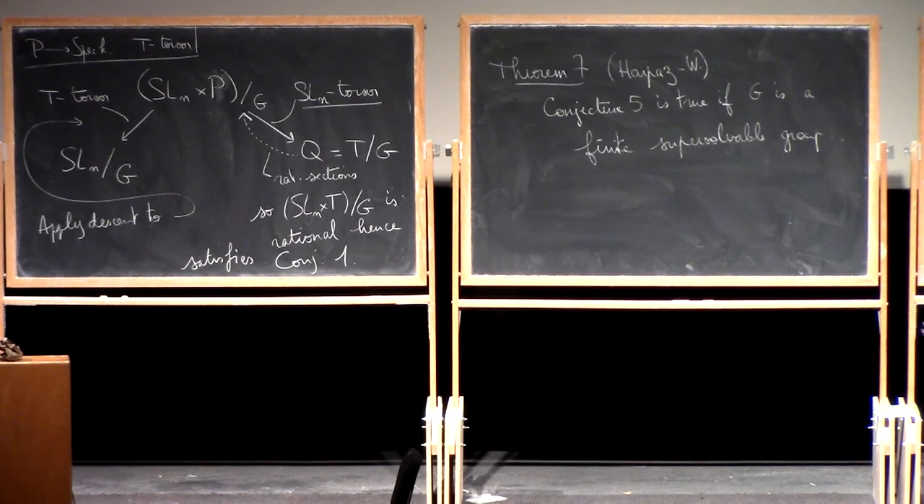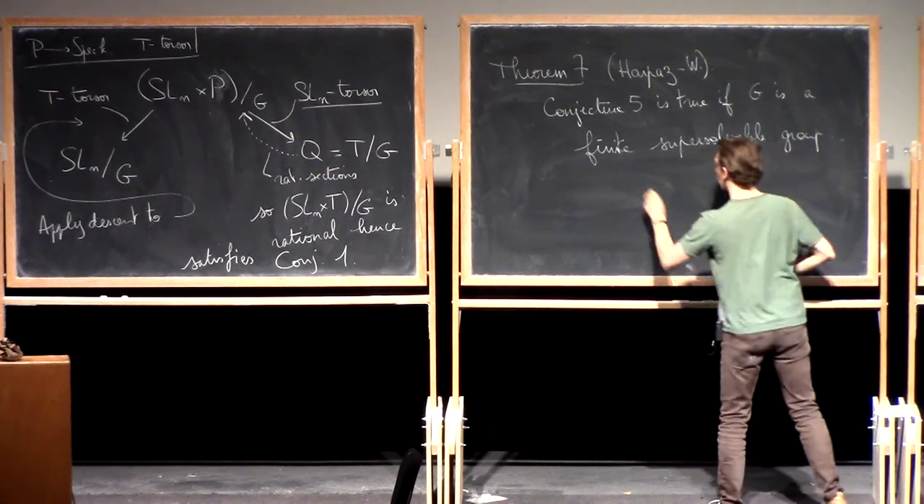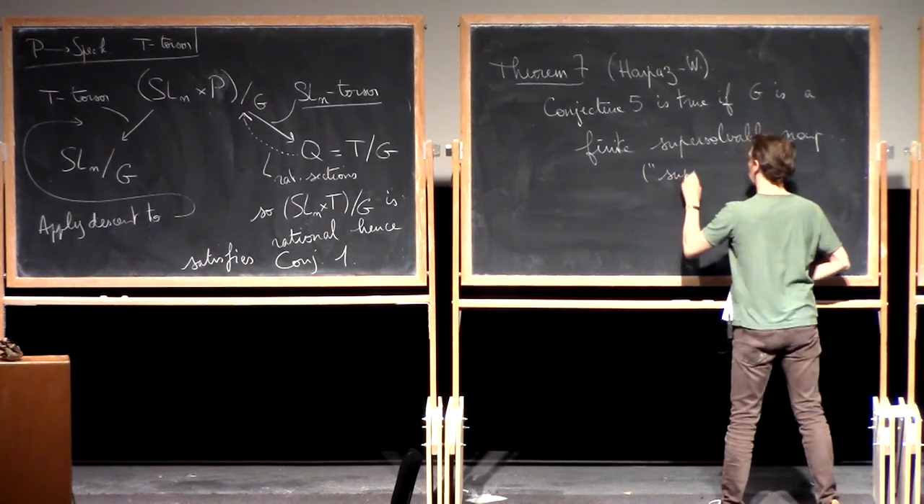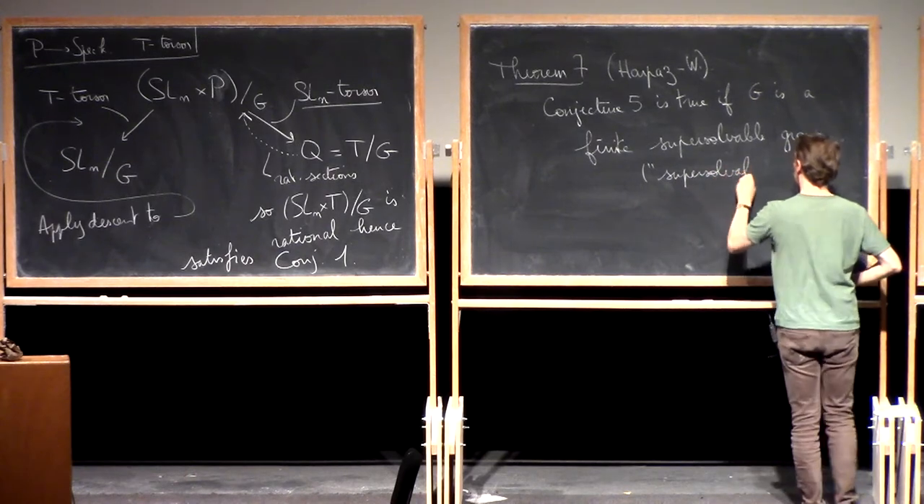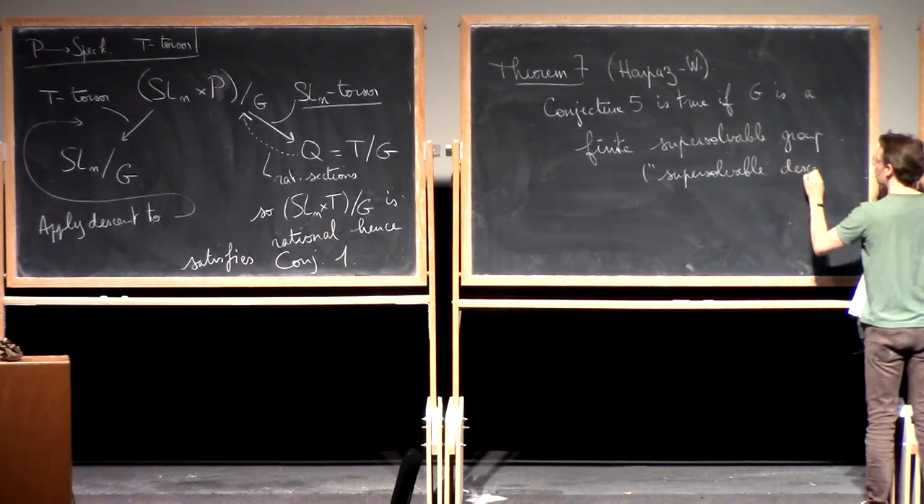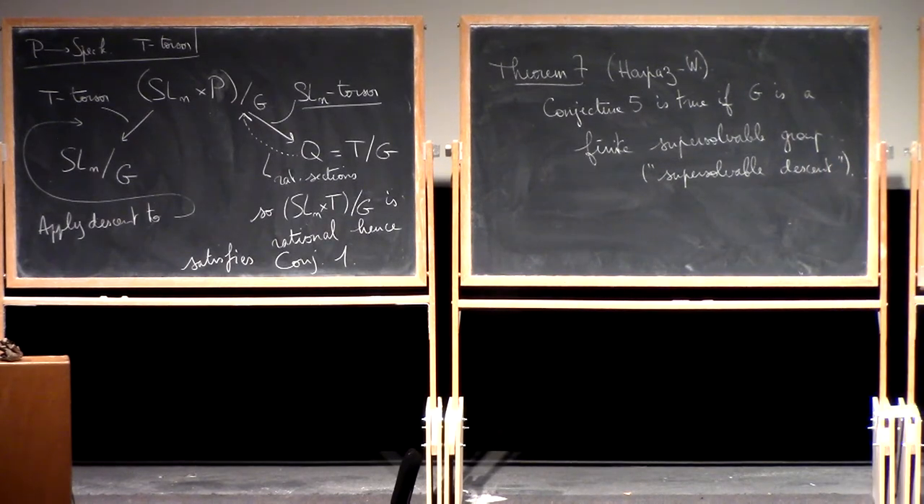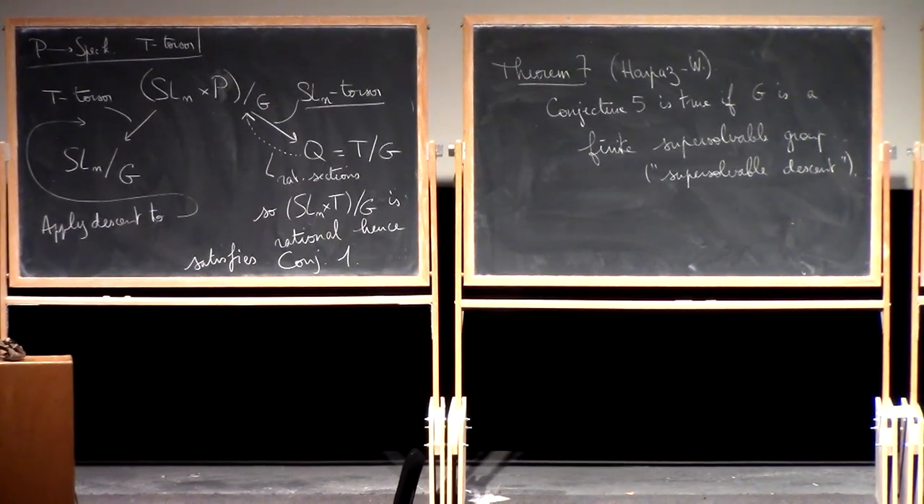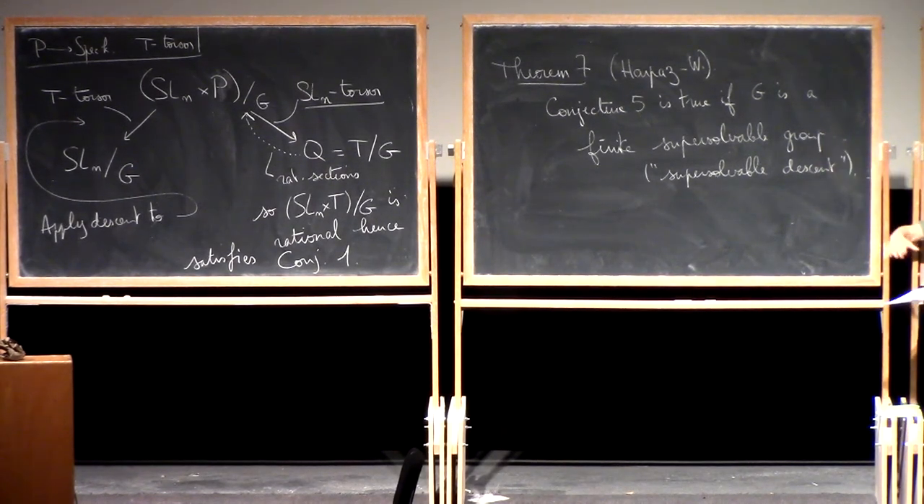So this is what we call a supersolvable descent. I'm sorry, I just erased the statement of Conjecture 5, so let me just repeat it. You start with a G-torsor over a rationally connected variety, where G is a finite supersolvable group. If rational points are dense in the Brauer-Manin set for the top space and all of its twists, then the same holds for X.